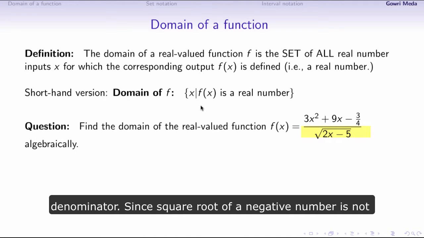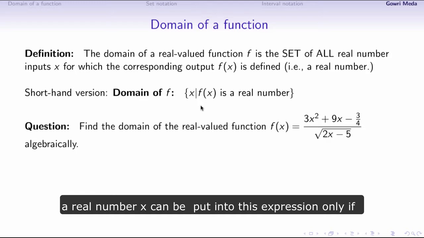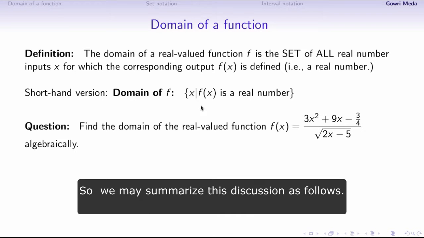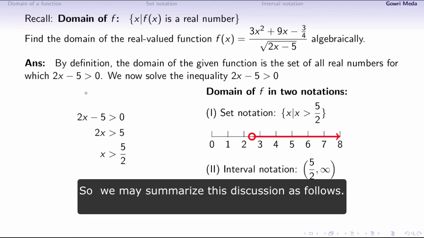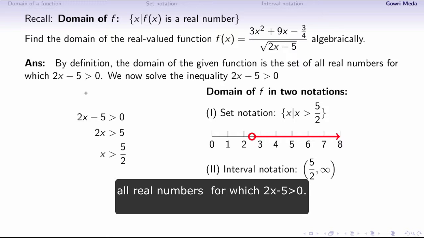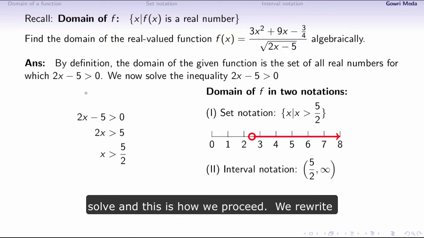Take a look at this denominator. Since the square root of a negative number is not a real number, and since division by 0 is undefined, a real number x can be put into this expression only if 2x minus 5 is greater than 0. So we may summarize this discussion as follows. By definition, the domain of the given function is the set of all real numbers for which 2x minus 5 is greater than 0. This is a very easy inequality to solve, and this is how we proceed.